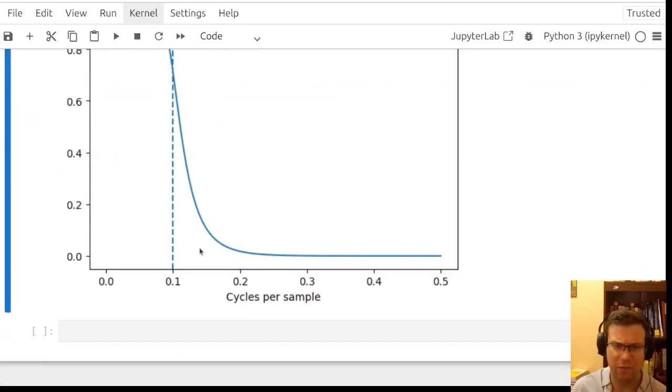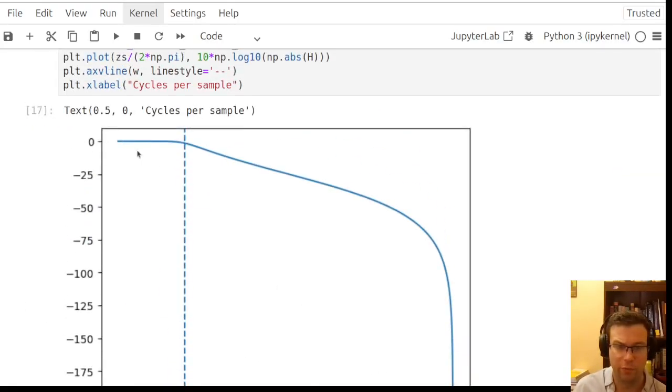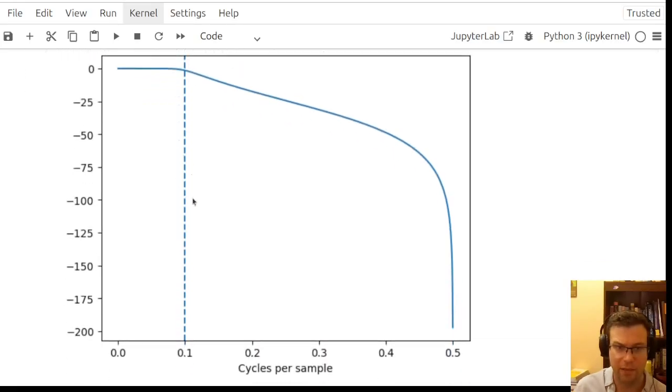Actually, by the way, I should really plot this in decibels. Rather than plotting the absolute value of the transfer function directly, I should plot the log of it, roughly, the log 10 of it, or maybe I should say 10 log 10. People normally plot this in decibels. And what you see is, it basically passes everything up to this frequency, and then it goes down linearly like this. So that's encouraging.